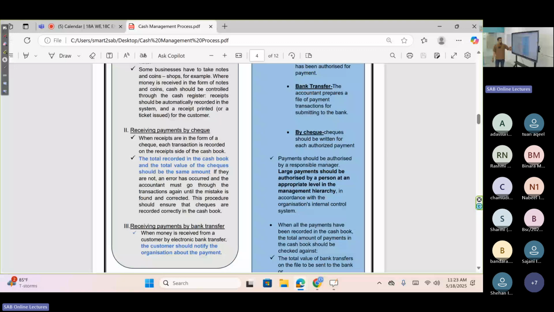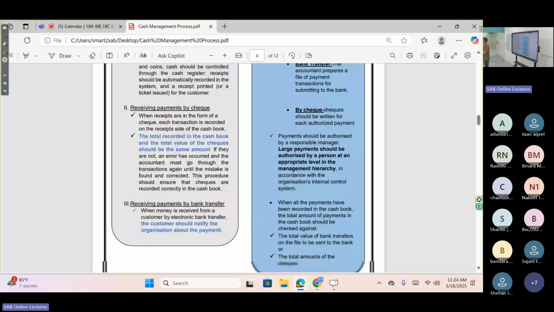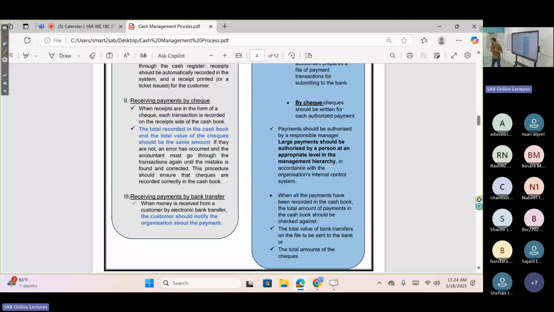If you check the transactions, if they do not match, an error has occurred and the accountant must go through the transactions again until the mistake is found and corrected. This procedure should ensure that checks are recorded correctly in the cash book. If any deviations are observed, they must be reconciled by the accountant.